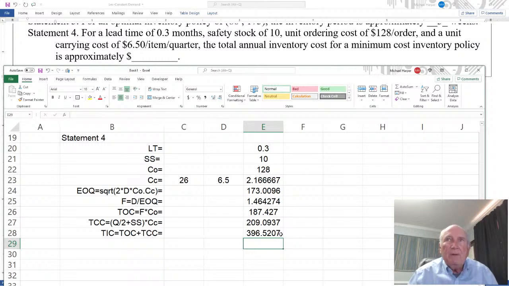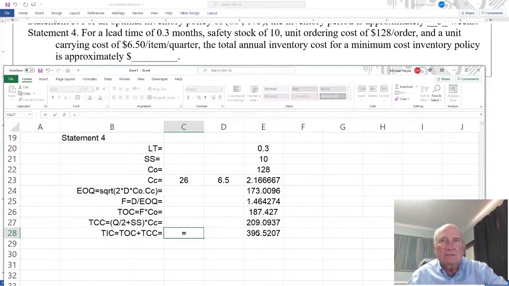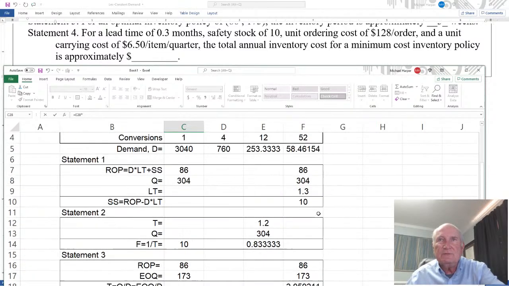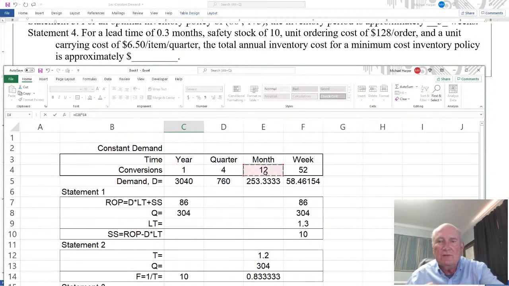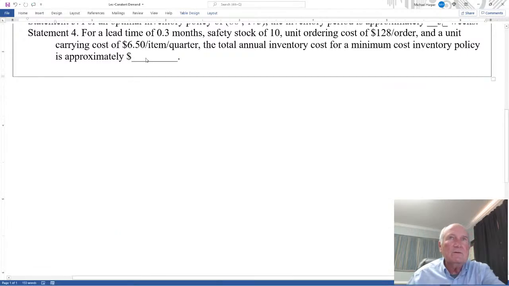Okay, but they want the annual. Well, again, to go to the annual, simply you take this. If this is how much it costs per month, times the conversion here, which is 12, you get approximately $4,758.25.